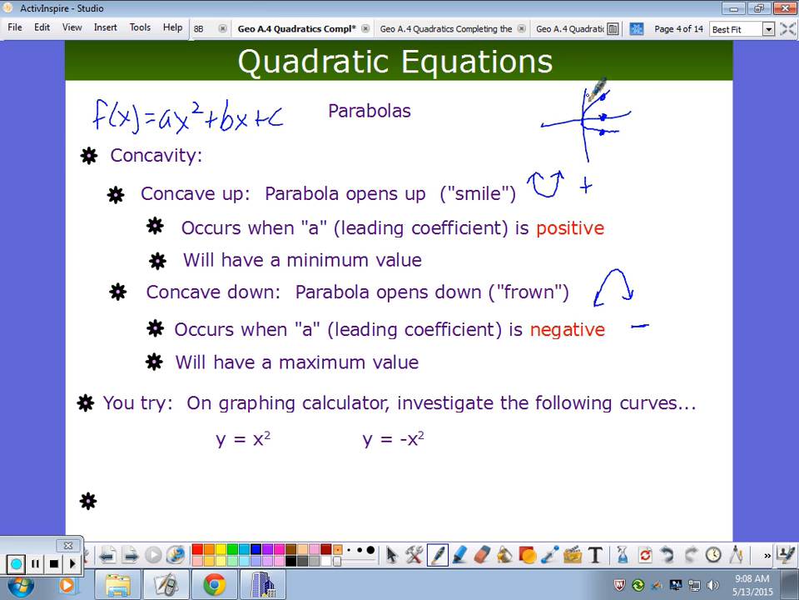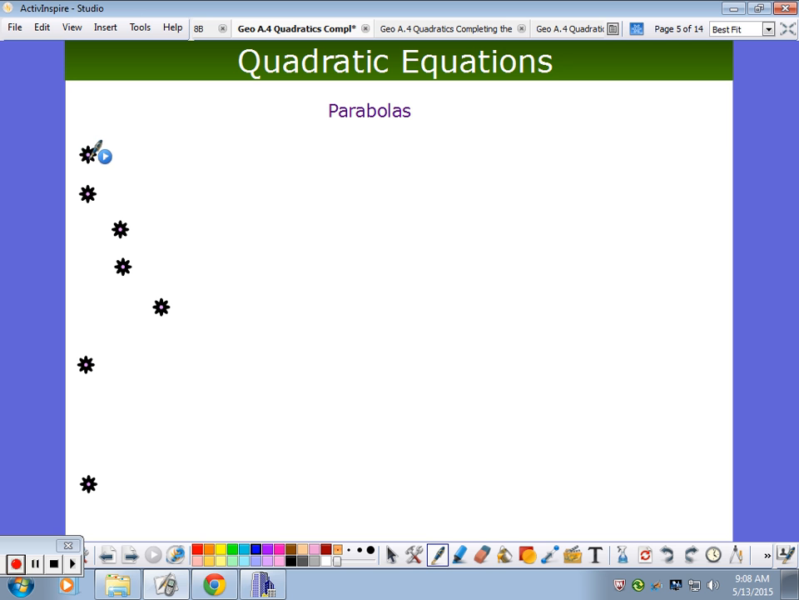It can be graphed on our calculator, but it requires a couple of tricks. So, generally speaking, hard to do on our calculators, but not impossible. All right, continuing. We use these transformations on our parabolas.